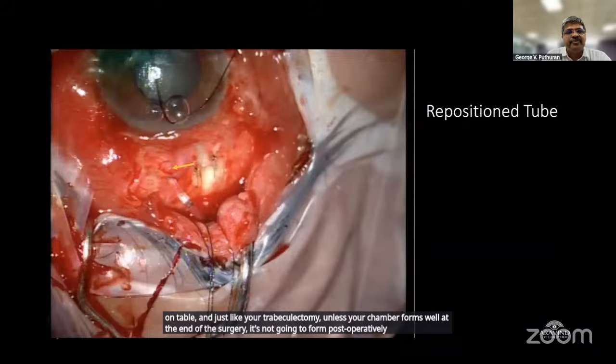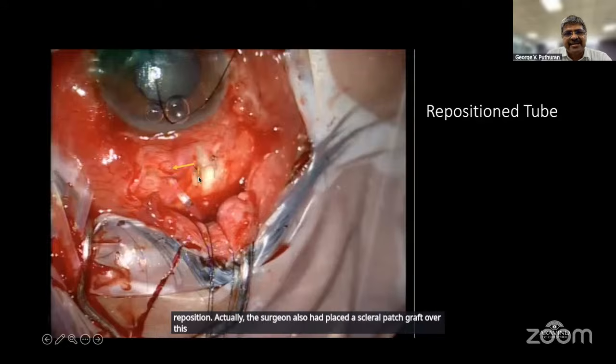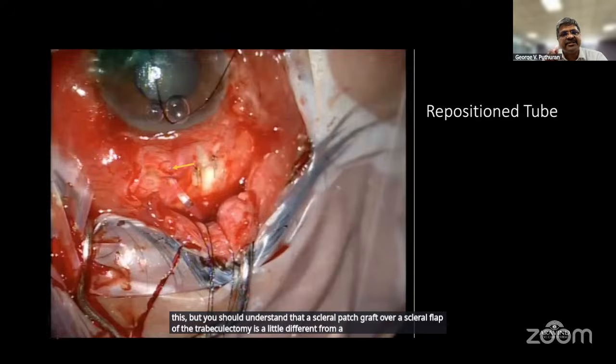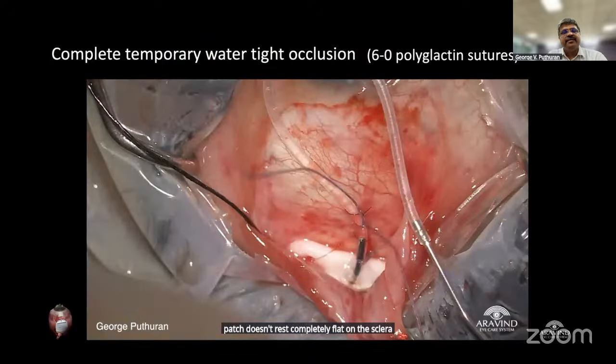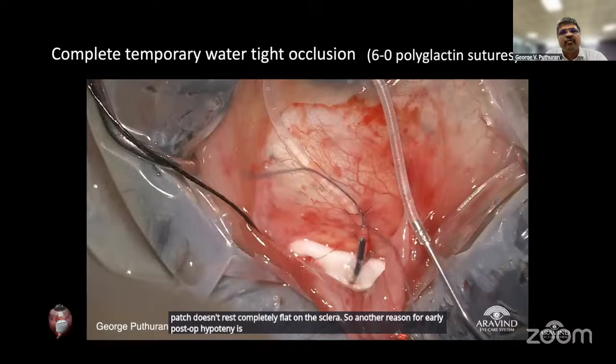So we had to reposition. Actually, the surgeon also had placed a scleral patch graft over this, but you should understand that a scleral patch graft over a scleral flap of the trabeculectomy is a little different from a scleral patch graft you place over the tube, where the tube is slightly lifted up and the patch doesn't rest completely flat on the sclera. So another reason for early post-op hypotony is you don't achieve complete watertight occlusion in your non-valved implants during surgery.